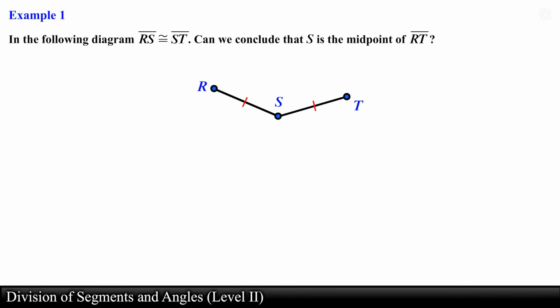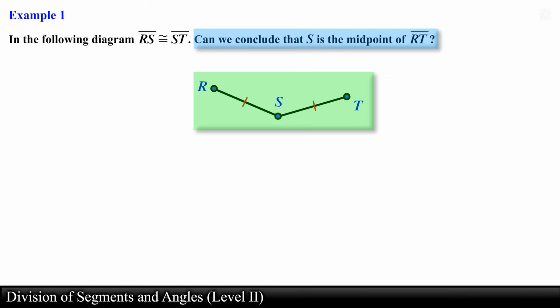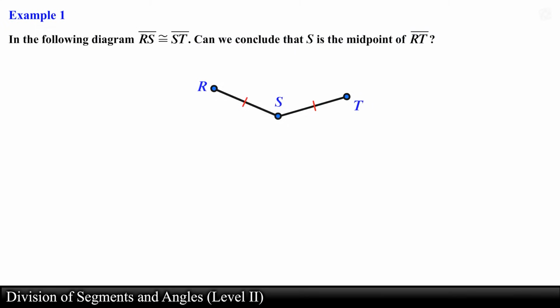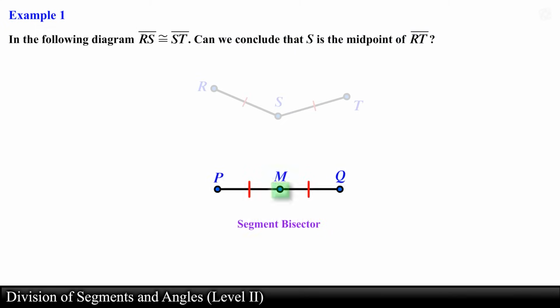In the following diagram, segment RS is congruent to segment ST. Can we conclude that point S is the midpoint of segment RT? In this problem, we are provided with a figure and are asked to determine if a point is a midpoint of a segment. Recall that a midpoint of a segment divides a segment into two congruent segments.